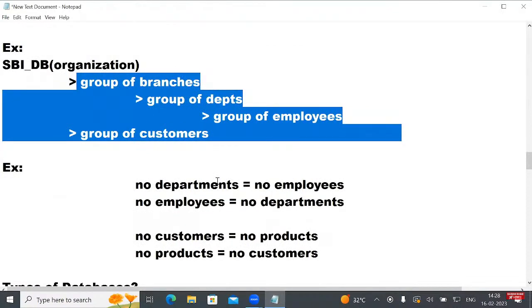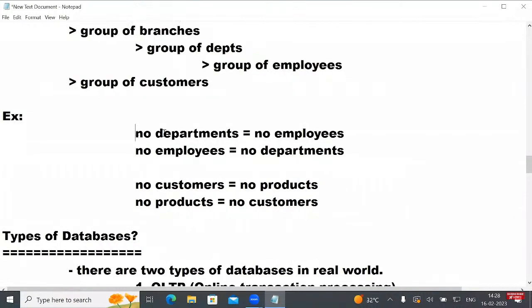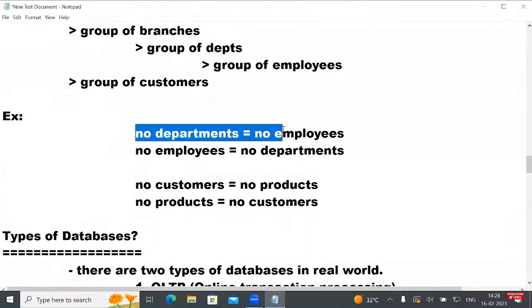So I depend on you, you depend on me, then it's called interrelated. So what we said yesterday: if there are no departments, then there are no employees. Without a department you cannot take employees, and without employees we cannot form departments. So these are vice versa relationships.